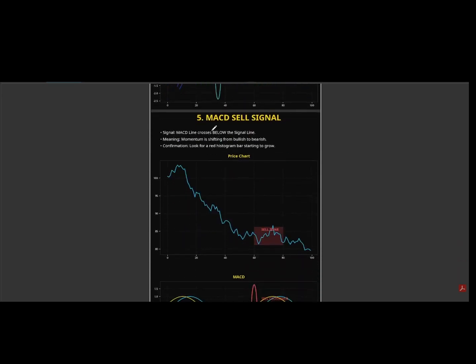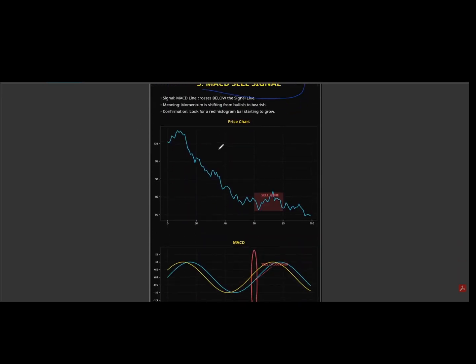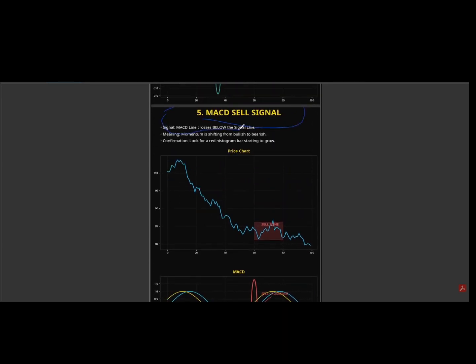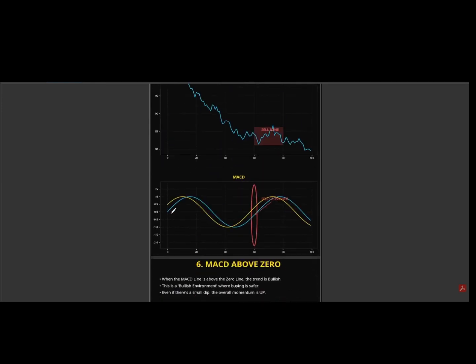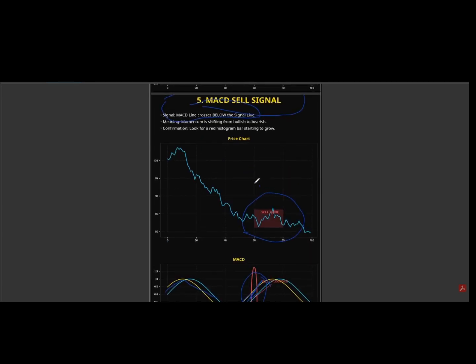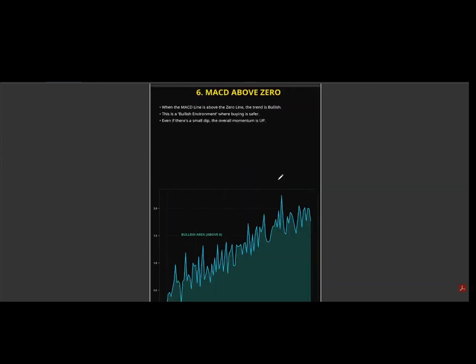Now how do you use the MACD sell signal? You look at a price chart here, and if the MACD line crosses below the signal line, look here, this was the MACD line and it started crossing below. So this started acting as a good sell zone. So your bias for this day should be a very strong selling bias.